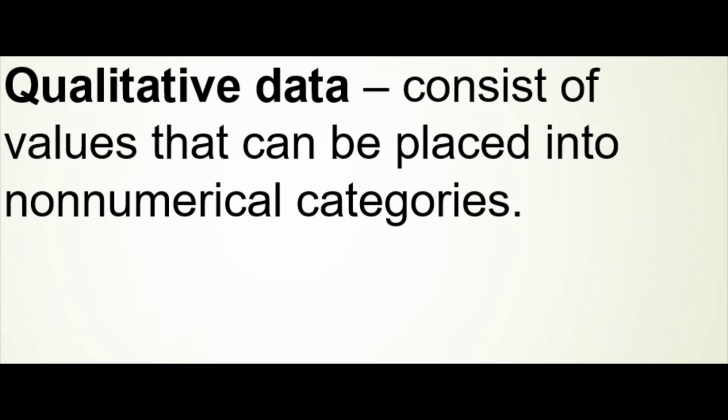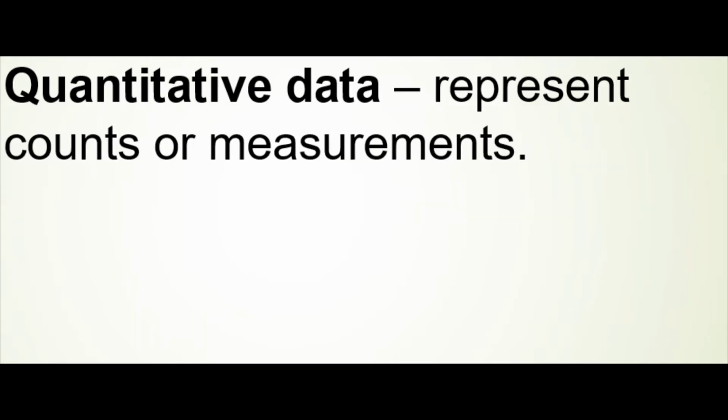On the other hand, you have quantitative data, which represent counts or measurements. So let's say instead of saying that you have a B in the class, maybe you say I have an 87% in the class. So that's an actual measurement. It represents the percentage of the total points that you've earned in the class. So qualitatively, you have a B. Quantitatively, you have an 87%. So qualitative data is non-numerical. Quantitative would be numerical.